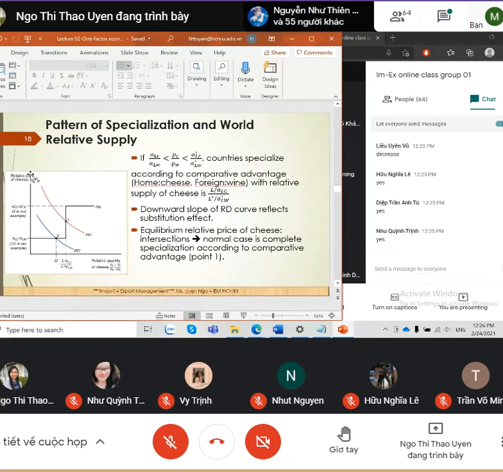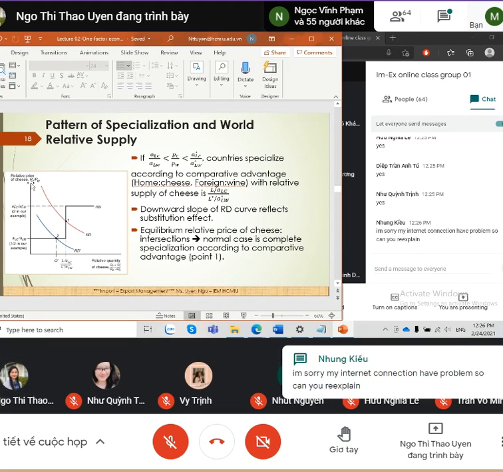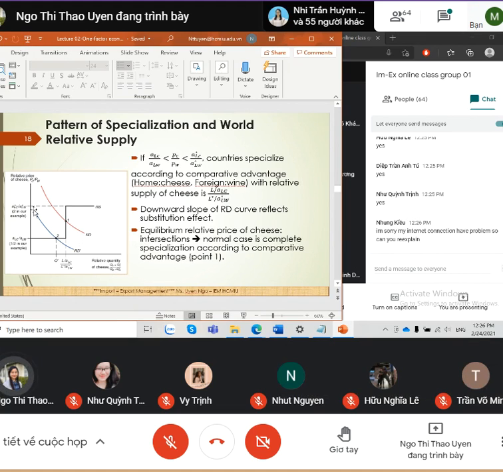When we increase the relative price of cheese, meaning that the price of cheese is now higher, you decrease the relative quantity of cheese.